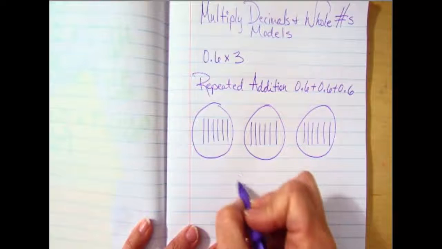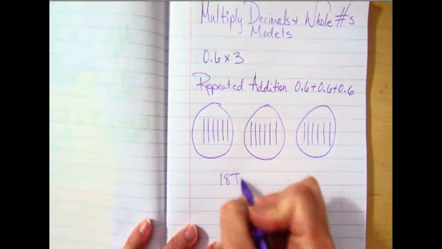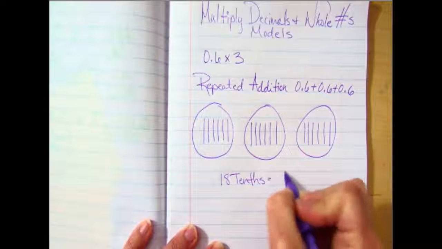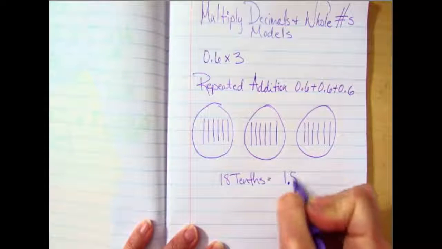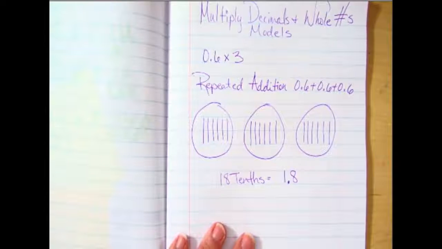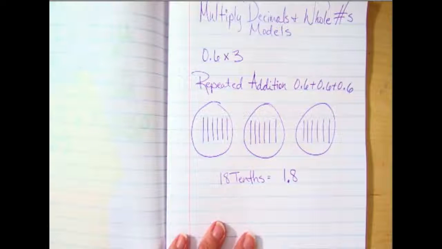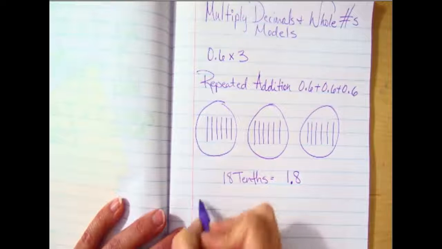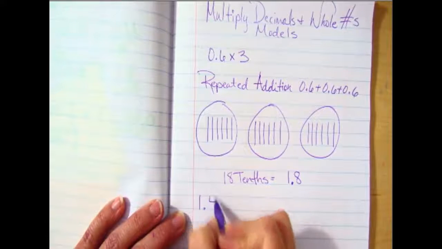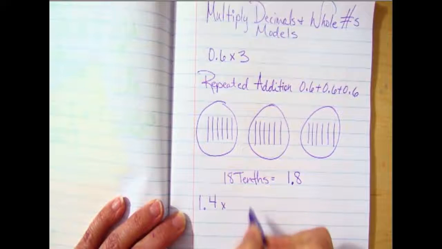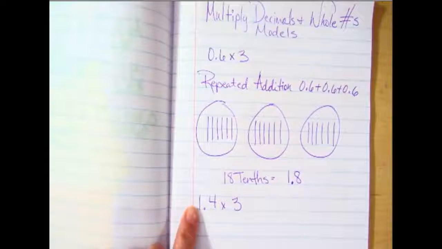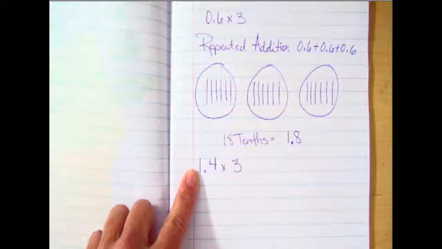If I have 18 tenths, that's written 1 and 8 tenths. Are you all with me? If I wanted to do 1 and 4 tenths times 3, how could I draw a picture to represent 1 and 4 tenths? What would I draw?